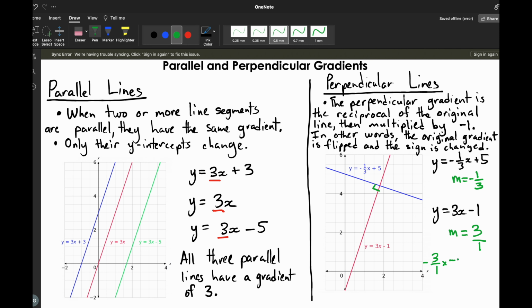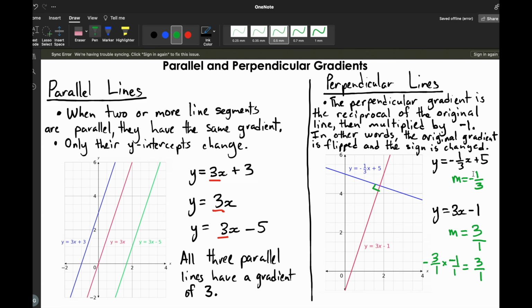Then we multiply by negative 1. Negative 1 as a fraction is negative 1 over 1. We essentially end up with negative 3 times negative 1, which is positive 3, and then 1 times 1 is positive 1. So if we flip this and then multiply by negative 1, we get 3 over 1, which is the gradient that is perpendicular to this gradient. We'll do that in an example so you can understand. Essentially, that's how you can work it out.